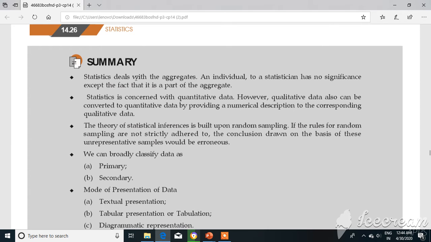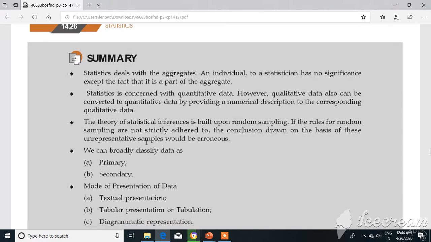Good evening friends. Today we will take a summary of the previous chapter, that is chapter number 1. Statistics deals with aggregates. An individual to a statistician has no significance except the fact that it is a part of an aggregate. We have seen this type of classification.